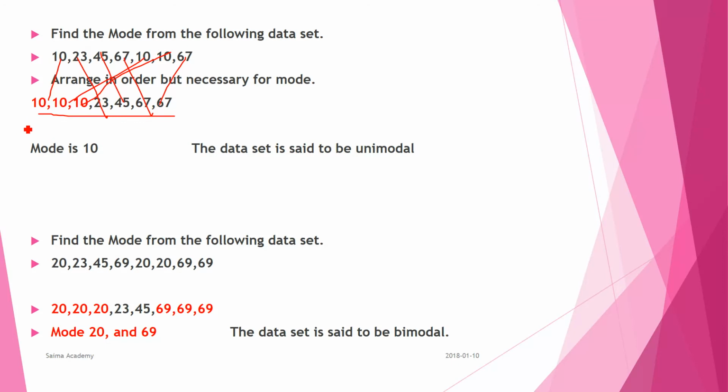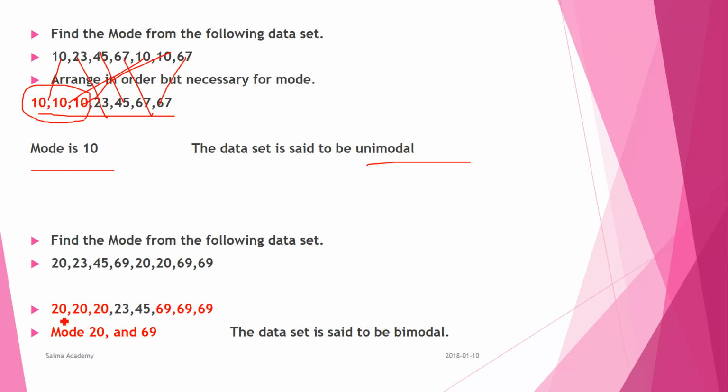Then you have to find out which number comes most often, and we see that 10 is coming 3 times, so 10 is our mode. So simple. There is only one number, 10, which is coming 3 times, so it is called unimodal. The data set is said to be unimodal because there is only one mode. Come to the next example.